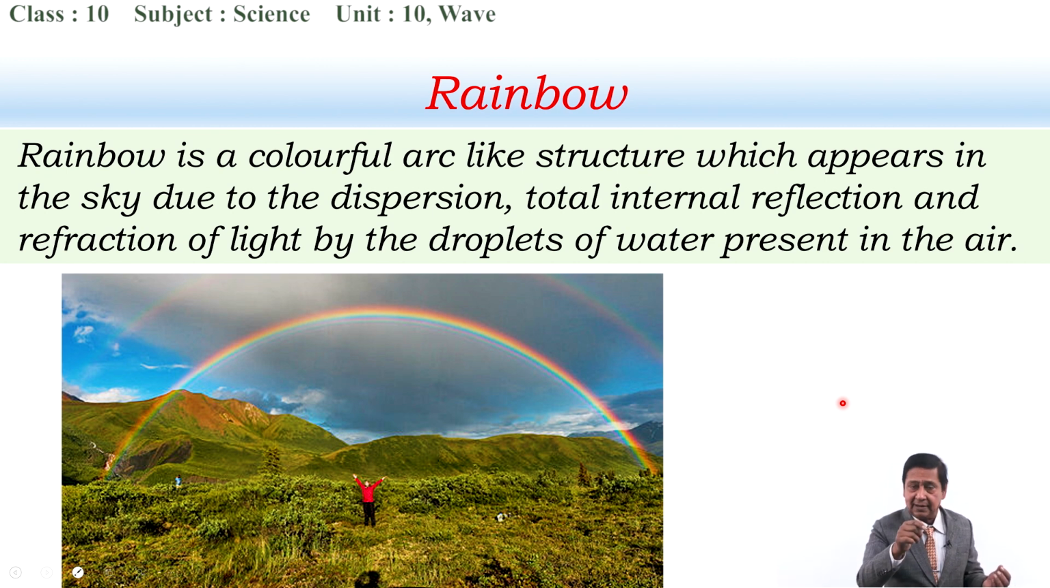For this, there are 3 processes which occur one after another in the droplets of water. First, dispersion. Second, total internal reflection. And third, refraction. After these successive processes, when light comes out, then we will be able to see the rainbow in the sky. Now, let's have a nice understanding of the same.